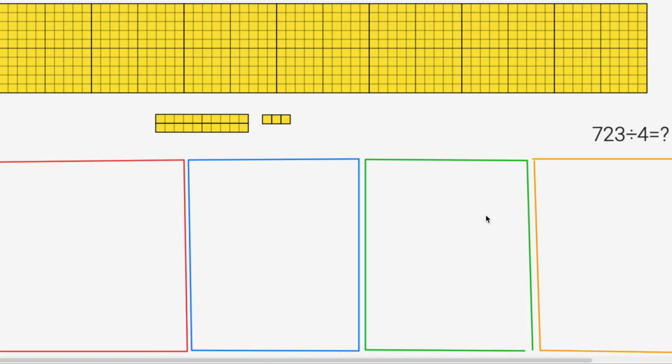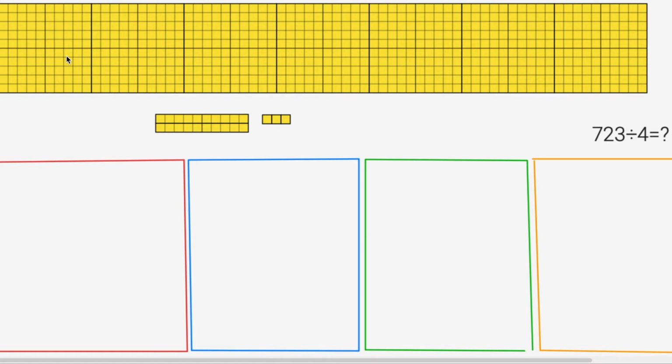I'm going to show how to solve 723 divided by 4 with blocks. So first we have our blocks all sorted out. We have 7 100s, 2 10s, and 3 1s. And we have 4 groups, which we get from our divisor.